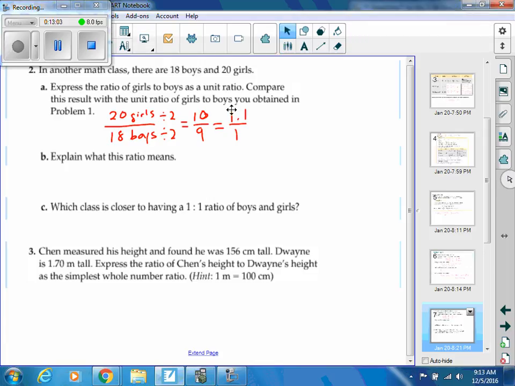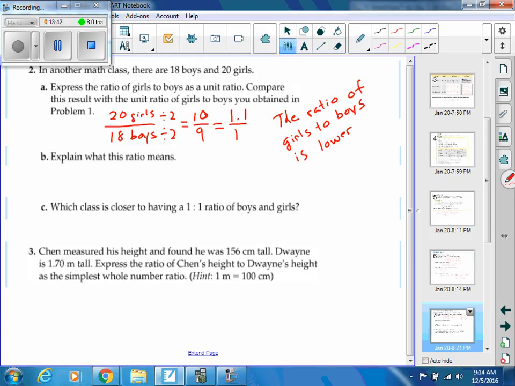Okay, it says compare this result with the unit ratio of girls to boys you obtained in problem 1. So in problem 1, it was 1.5 girls for every 1 boy. Here, it's 1.1 girls for every boy. So the ratio of girls to boys is lower in this class.